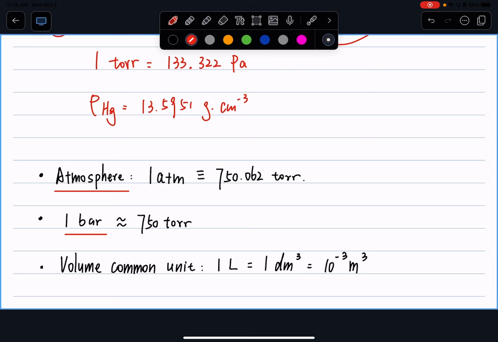And for the volume, we have 1 liter equals 1 dm cubed, or 10 to the minus 3 meters cubed, sorry. So again, this is a quick review for your physics. Again, you should expect to know how to interconvert between different units of pressure and volume.